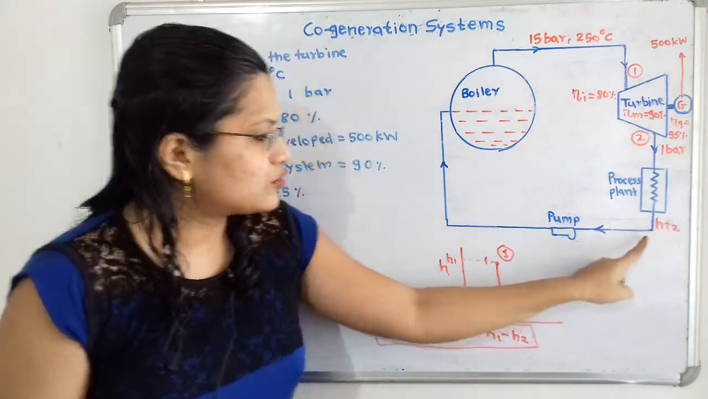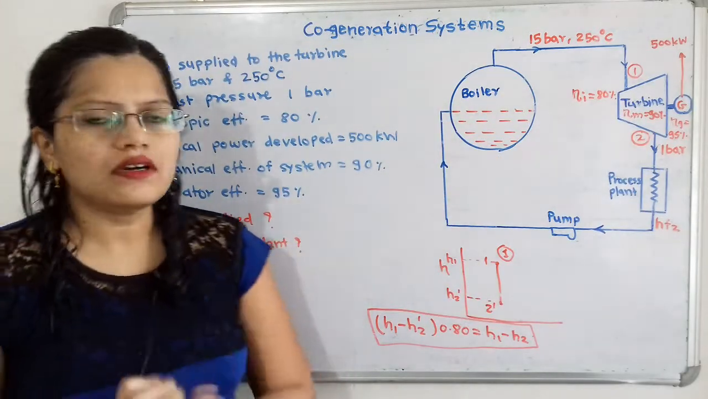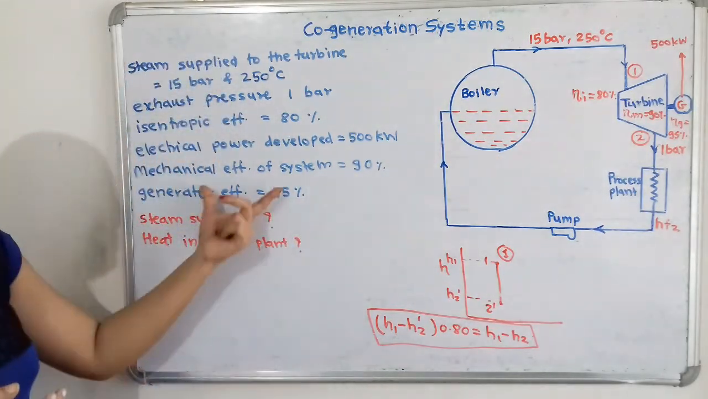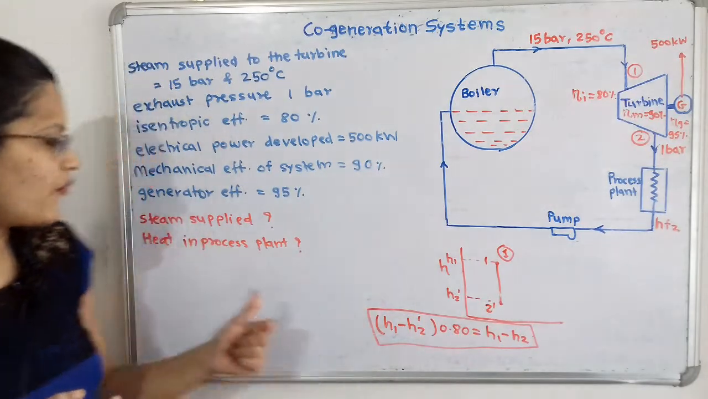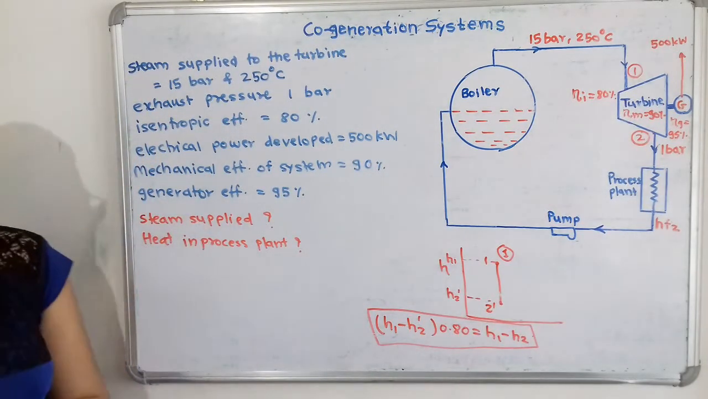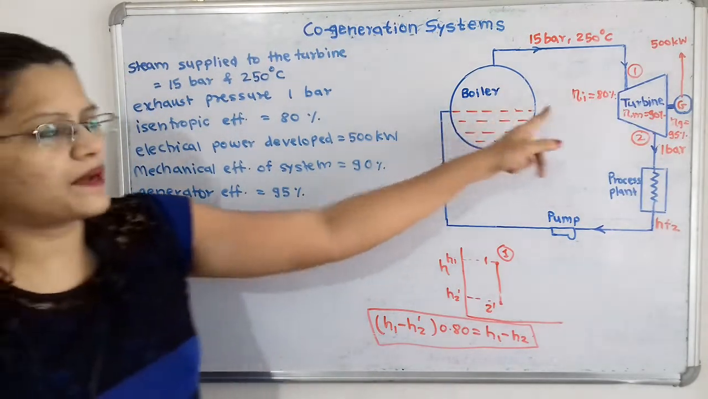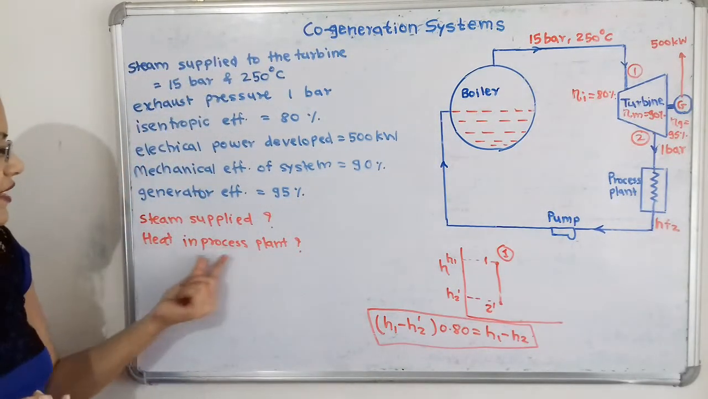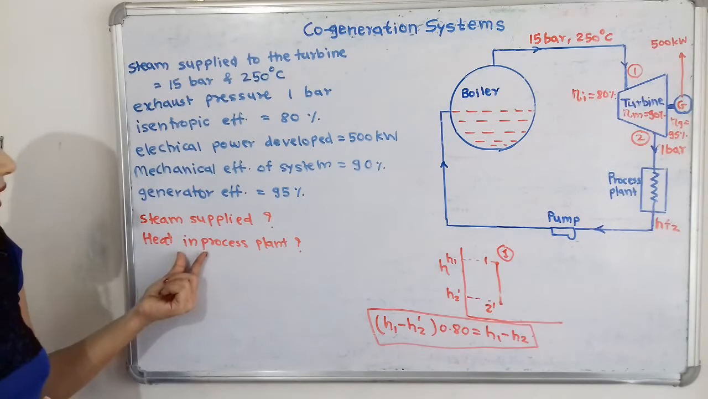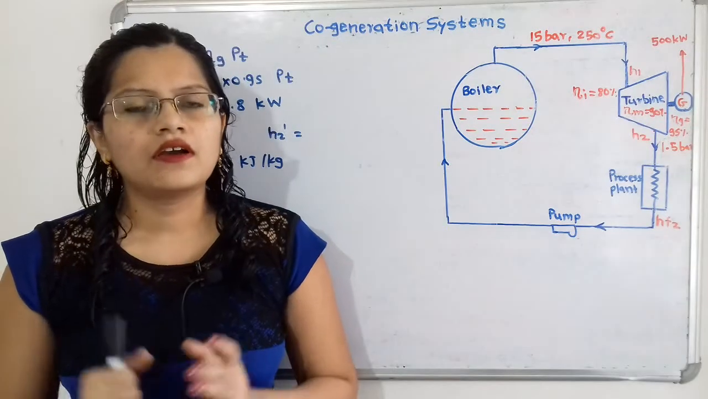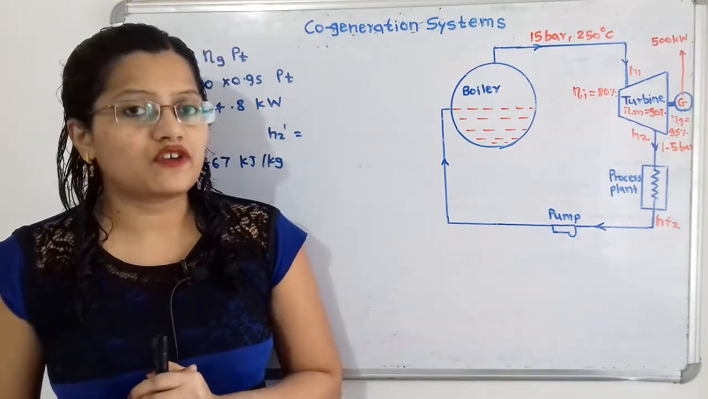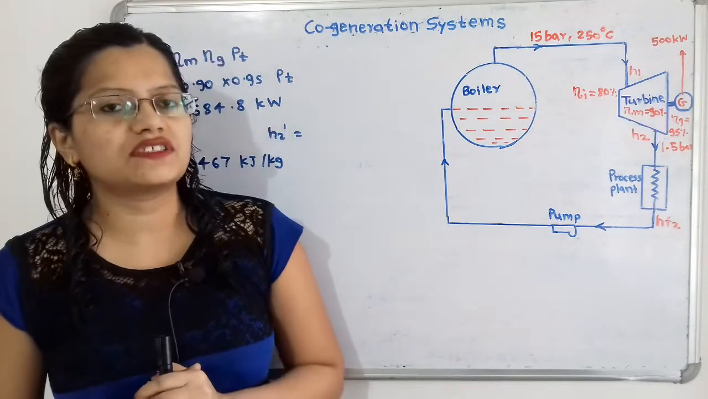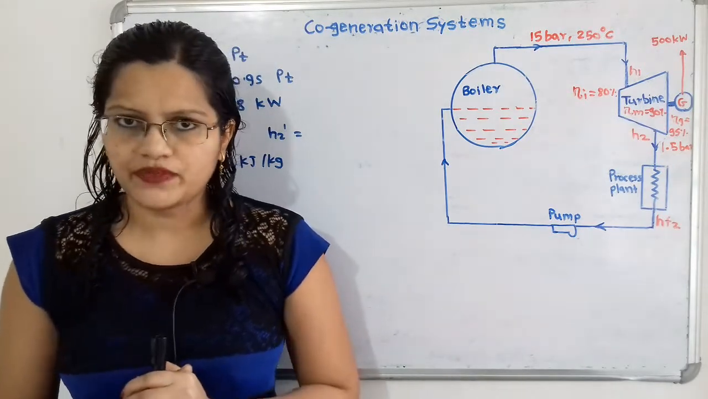And again the saturated water is pumped back to the boiler. Now for this given data we have to find out the steam supplied, that is the amount of steam supplied to the process, ms, and we have to find out the heat supplied to the process plant. We will solve the first part of the question, that is the cogeneration system without throttling.